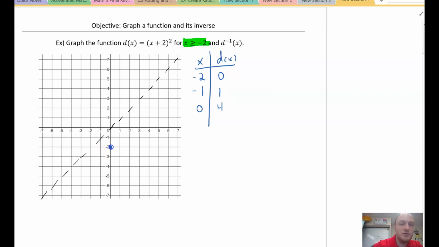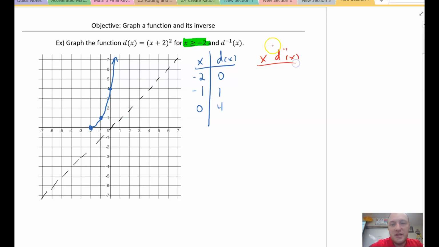So -2, 0, which is here. -1, 1, and 0, 4, which is here. Okay, and our function looks something like this. Hey, did you notice that it never intersects that line y equals x? I wonder what's going to happen.